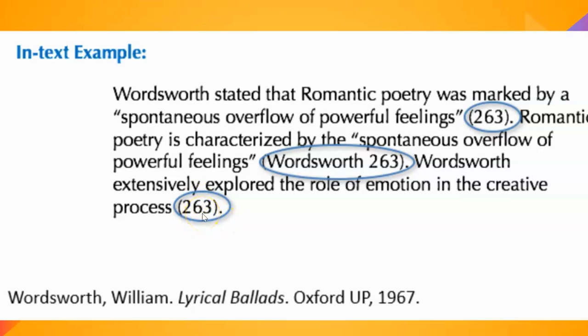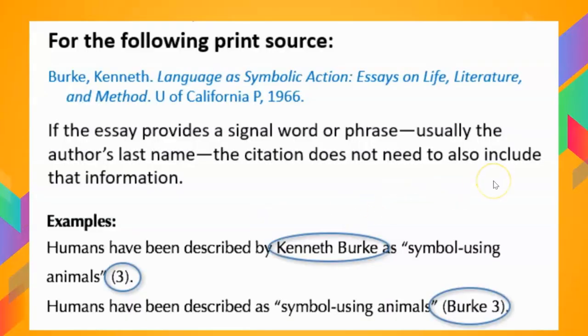So make sure that you've written on your notes why the name Wordsworth is or is not included in each of these. Let's take a look at another couple of examples. In these examples, which you also have in your notes, you'll notice that Kenneth Burke is responsible for the information that has been taken. Sometimes the essay will provide, or what you're writing will provide, a signal word or phrase, and that's usually where the author's either full name or last name will show up.